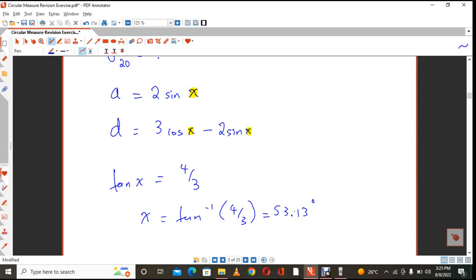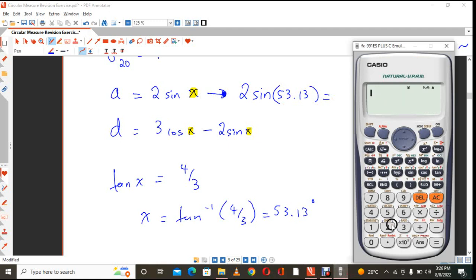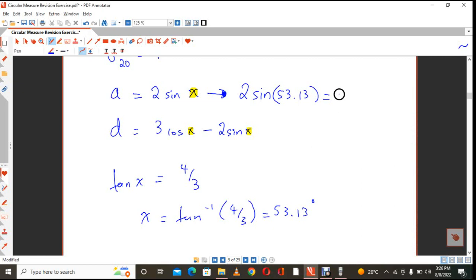All right, so that means I can then calculate my value of a, which is my first term, and it's going to be nothing but 2 multiplied by the sine of 53.13. So let's go back to our calculator. I say 2 sine of 53.13, and I see what value I get. I'll get about 1.599999, so it's about 1.6.